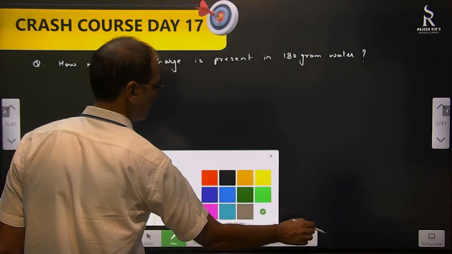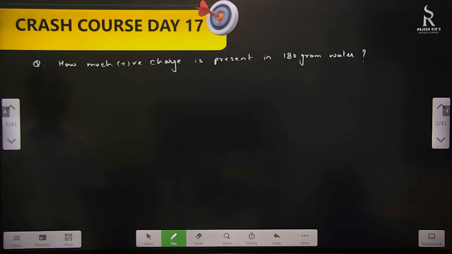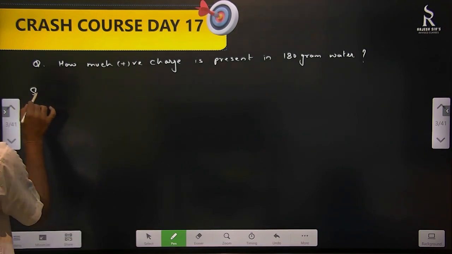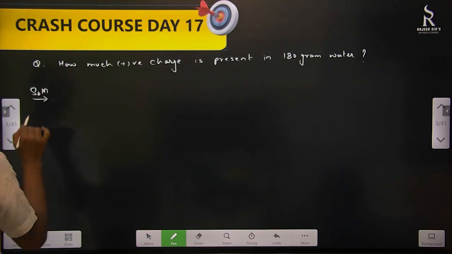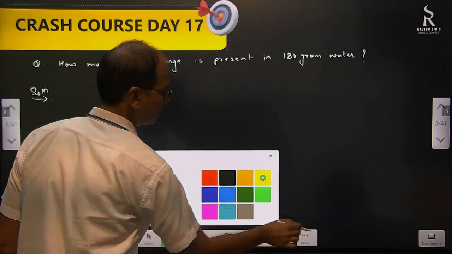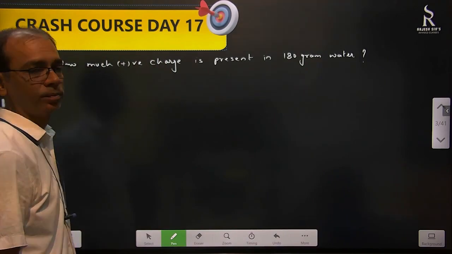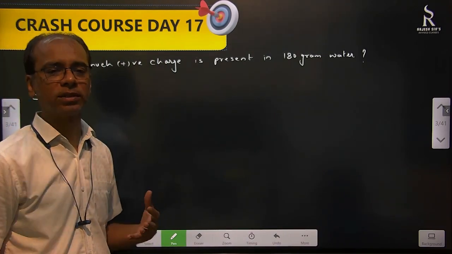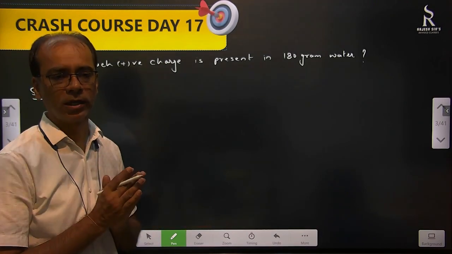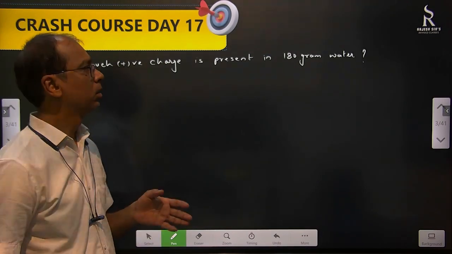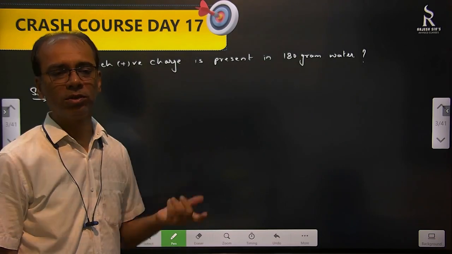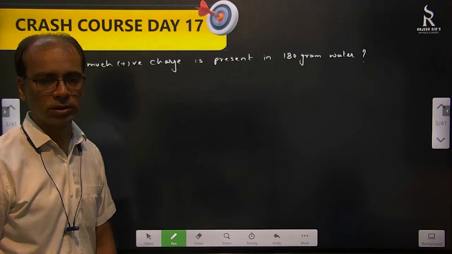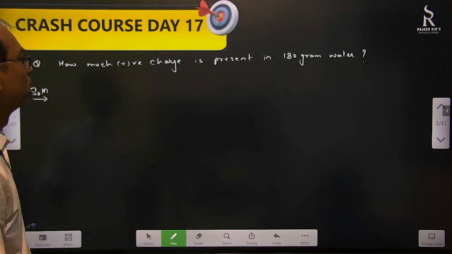The first question is, how much positive charge is present in 180 gram of water? So how to do that? Positive charge here basically means he is asking us the number of protons inside. Why? Because he says water, and we know water is neutral. So positive charge means the number of protons.